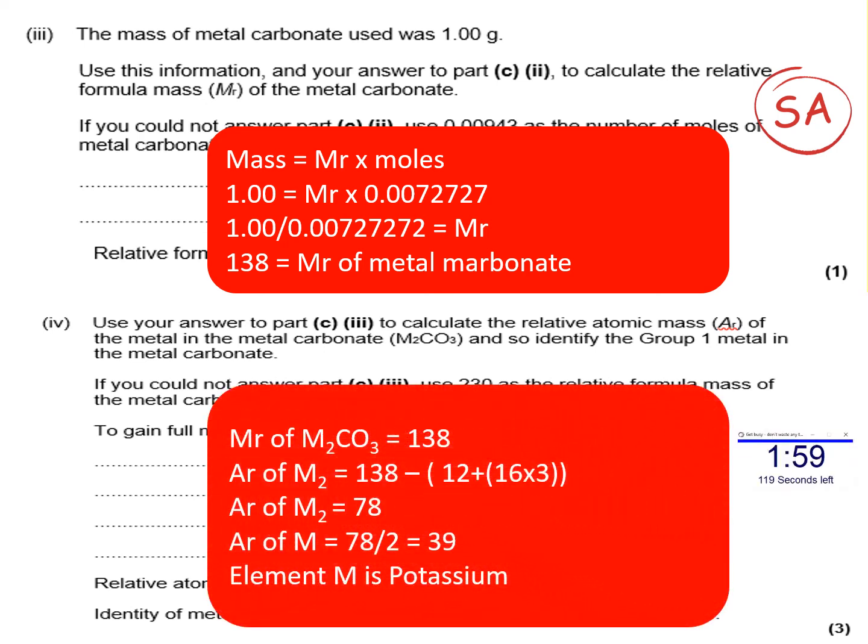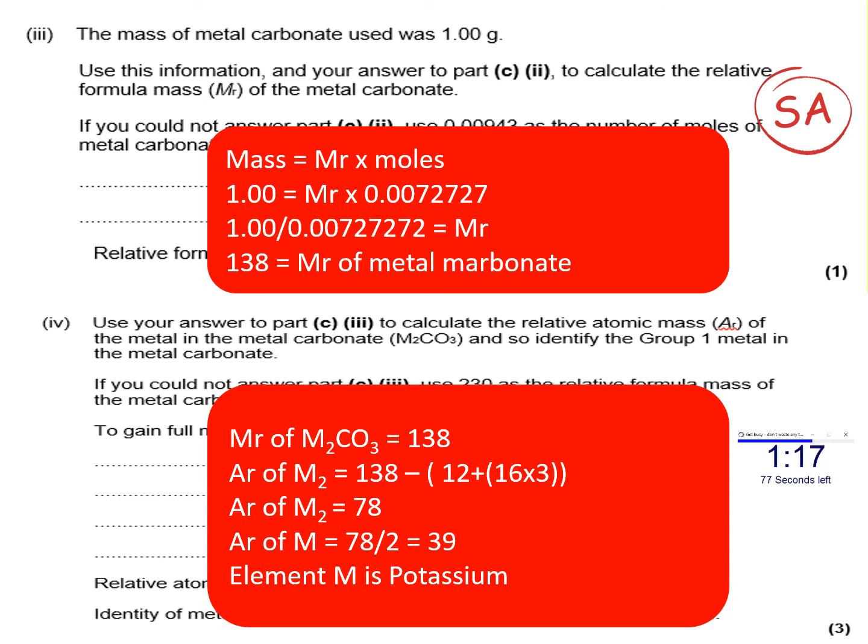We then, knowing that that is the case, work out what the atomic mass of that M2 is. So we know the total is 138. We take off the atomic masses of the atoms that we do know. So a carbon is worth 12, and there are 3 lots of 16 for our oxygens. So the mass of 2 of the atoms of the metal comes out as 78. We divide by 2 to find the mass of 1 atom of that metal, which comes out as 39. If we look up the element in group 1 with an atomic mass of 39, then the element is potassium. Well done if you managed to work your way through that.